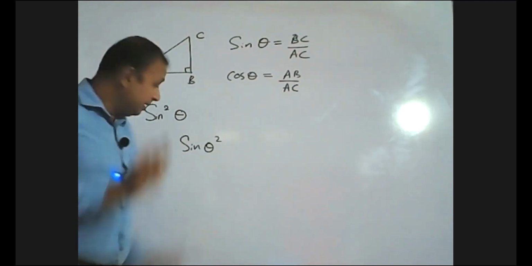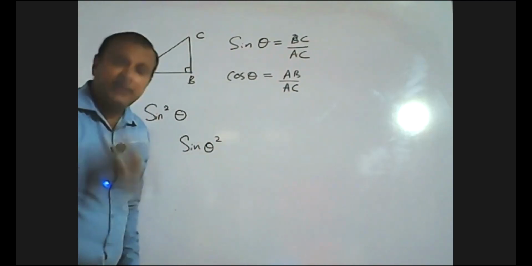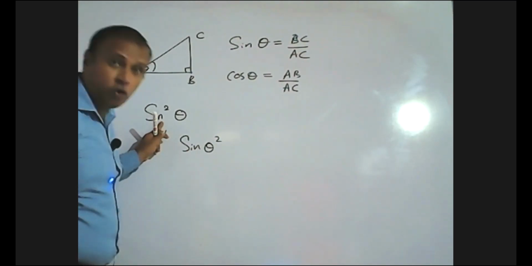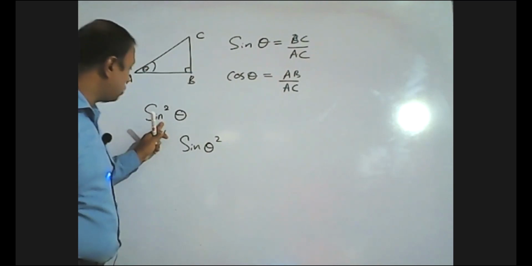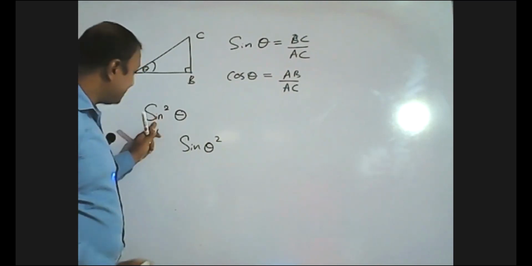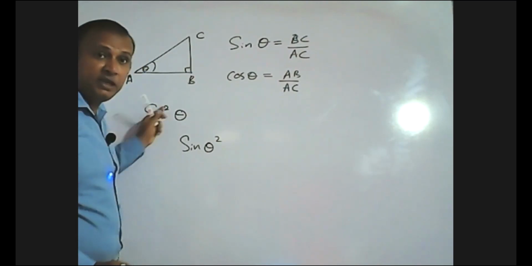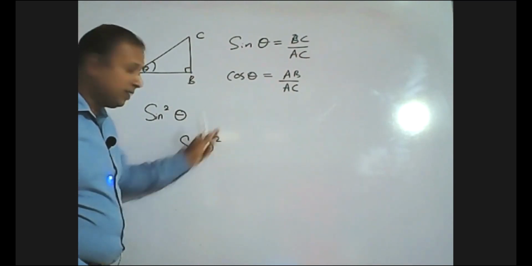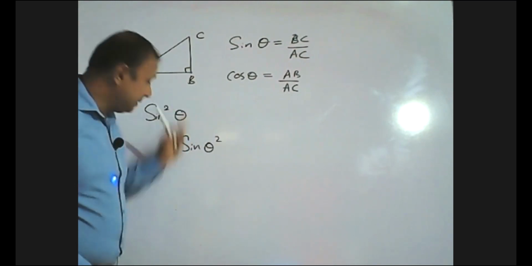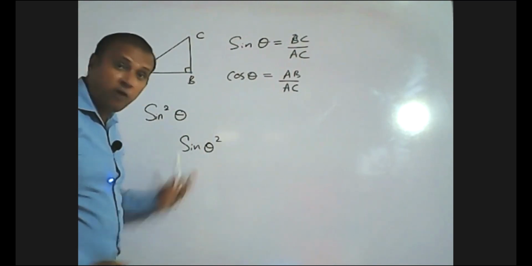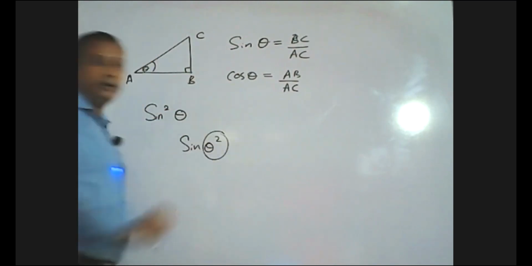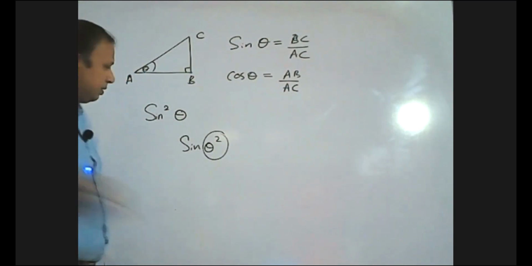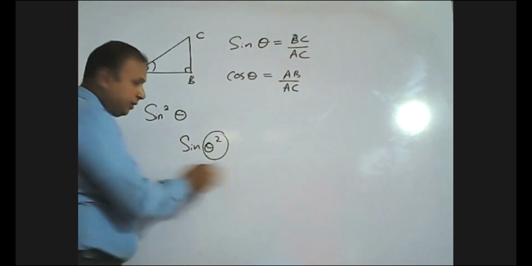Theta square means square of angle. Now we are getting the square of the ratio, so we have to write it as sin square theta. Don't write sin theta square. Sin theta square means sin value of the square of the angle. So this one and this one are different.